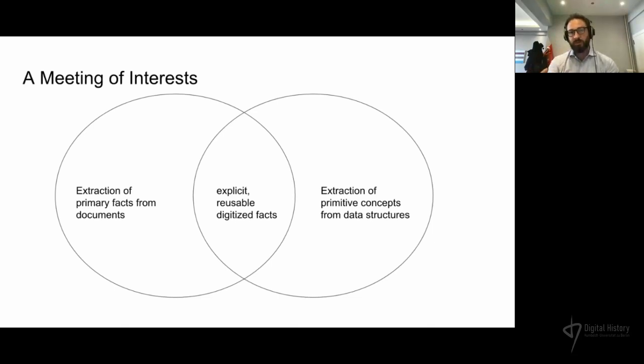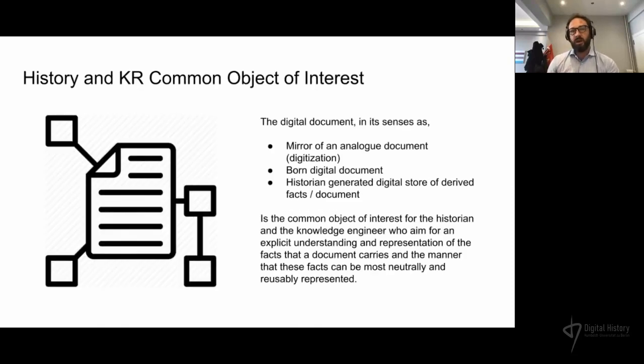The knowledge engineer wants to create the structure whereby that can be represented accurately to the intention of the historian's re-representation of this fact. So I think that there is a meeting of interests between these fields, and it lands on the digital document in its senses, on the one hand, as a mirror of an analog document. So many times, either through automated or manual processes, we move from an analog source to a digital source in order to do research.